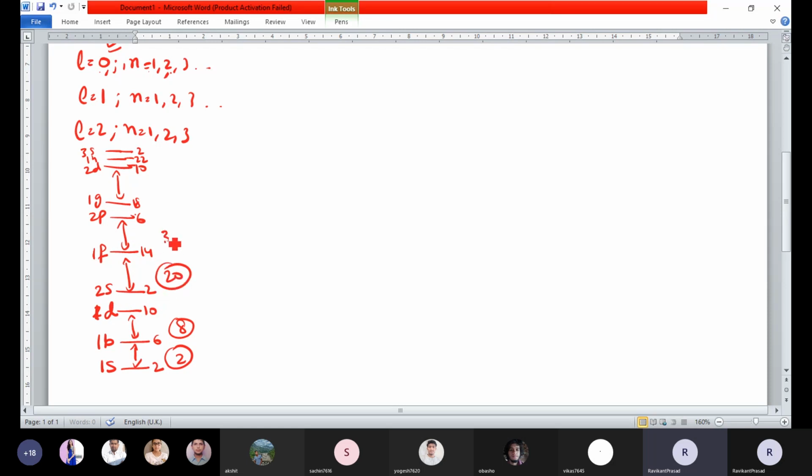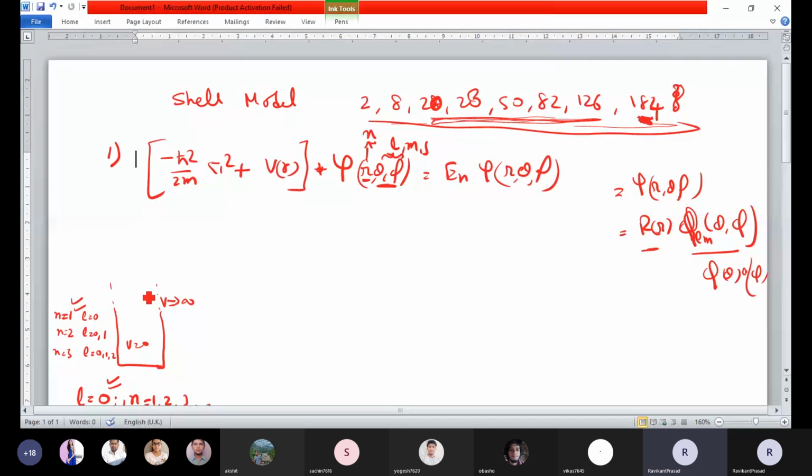Next number is 34, which is not a magic number. Next number is again a different number. 34 plus 6 आपका 40 हो गया, 58 हो गया. This is again not a magic number. इतना ही आज खत्म करेंगे. Means this potential we cannot use for the nucleus, because it does not give you the magic number. Then we will treat two more potentials.